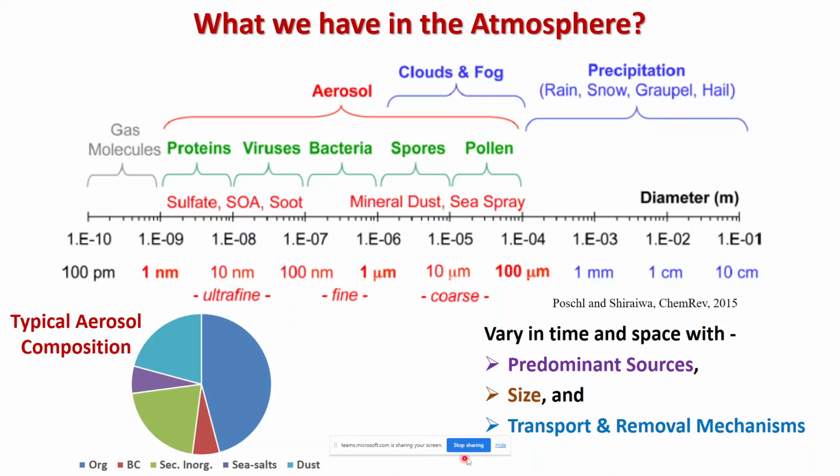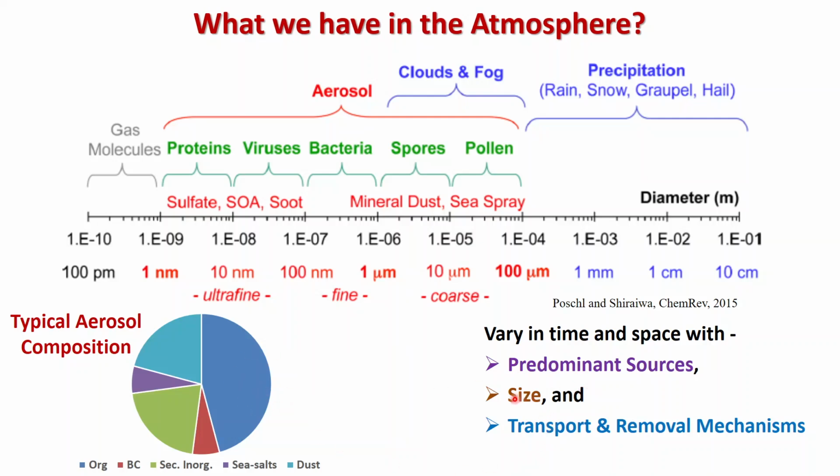And it is quite obvious that it will vary in time and space depending upon where you are located. For example, you are in Pune, I am in Ahmedabad. Ahmedabad is more towards semi-arid, so I will have more dust compared to you. If you go to Jodhpur, you will have even more dust. If you go to some forest region, you will have more organic aerosol. So depending upon where you are, your composition will change.